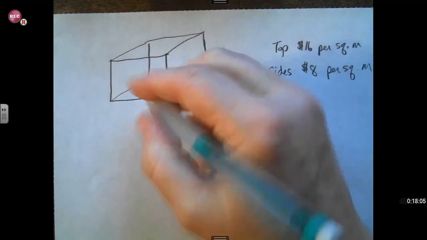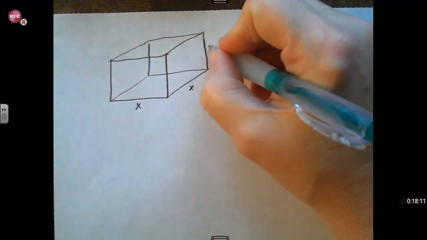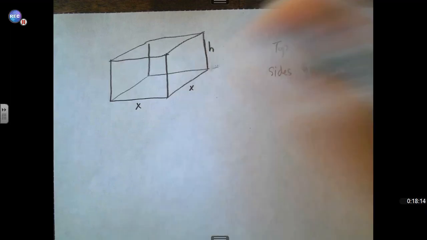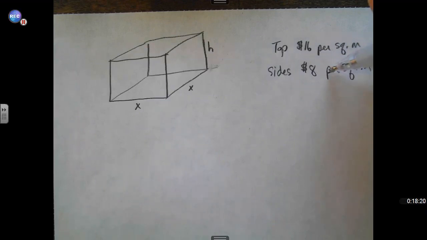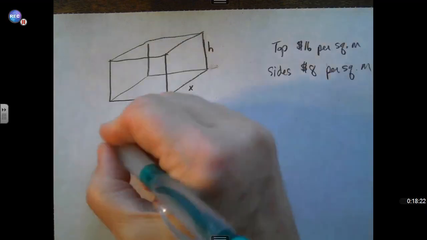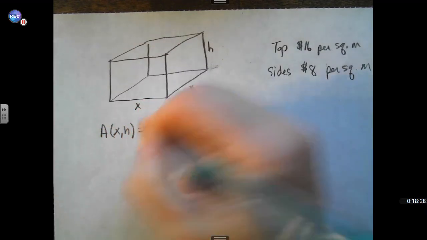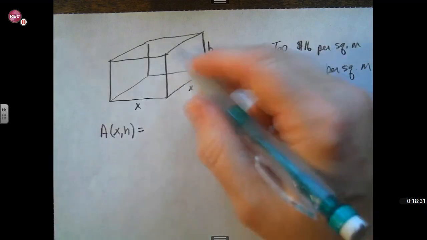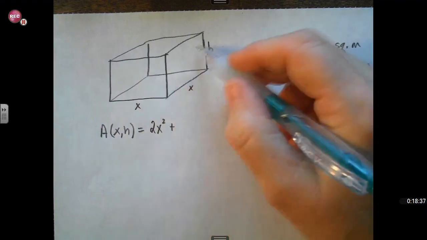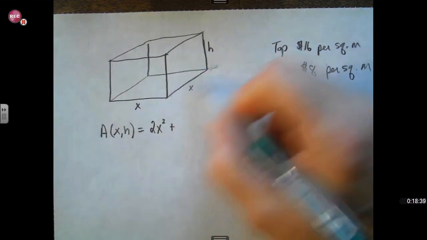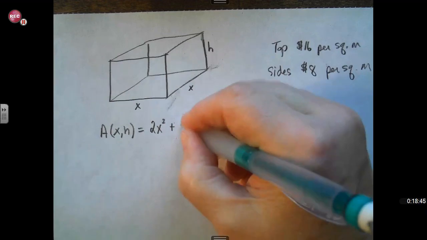Because it's a square base, I'm going to let this be x, and this be x, and this be h, which is the height. In order to write the cost equation, I need the area equation. The area of the bottom is x squared and the area of the top is x squared. So that's 2x squared. And then there are 4 sides, and the area of each side is x times h. So I need to add in here 4xh.